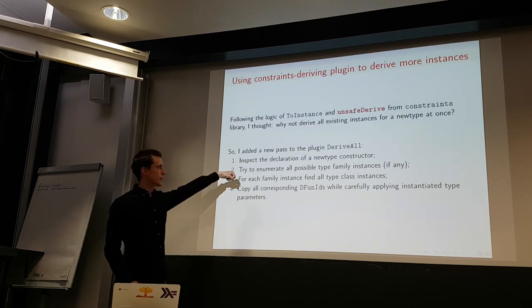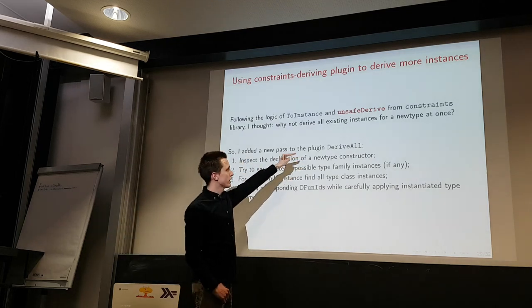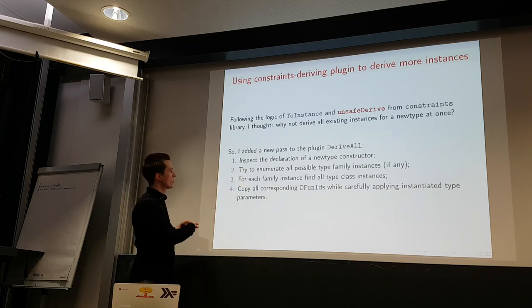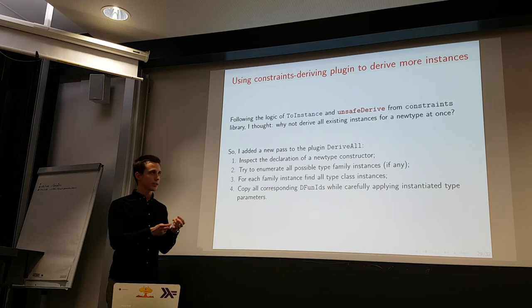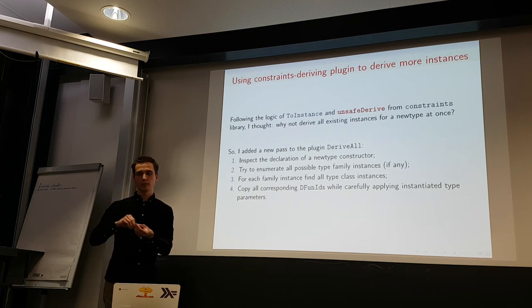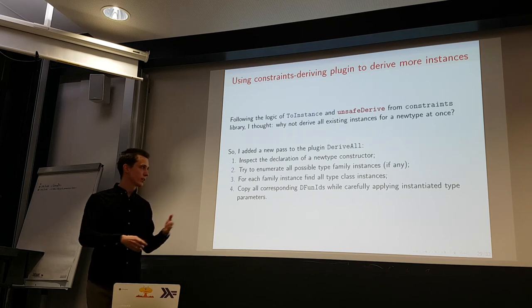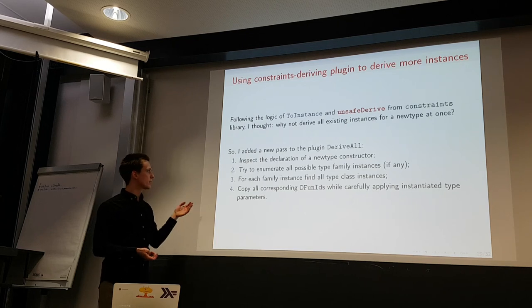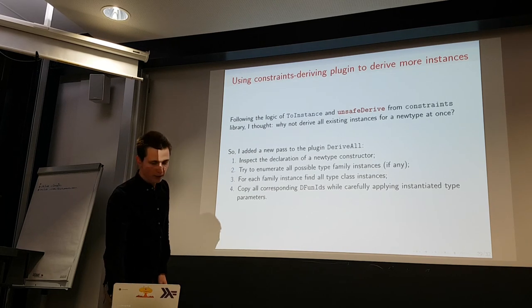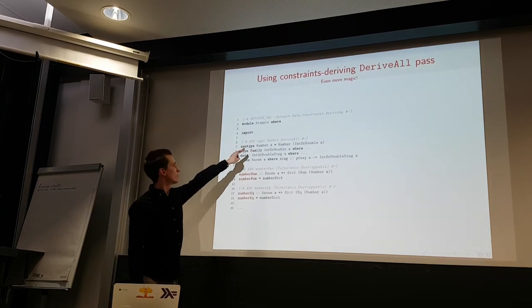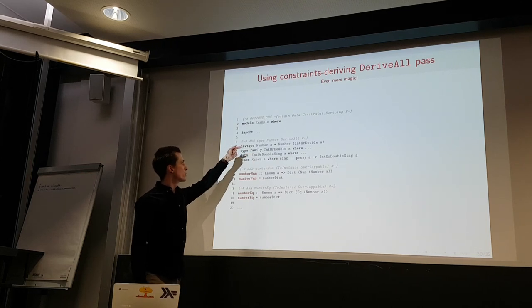This is done in my plugin's derive-all pass, which looks through a declaration of a new type and enumerates; if it's a type family, then it looks through all the concrete instances of the type family, tries to substitute the concrete types from the instance family, and then looks for type class instances. I would just add here a pragma to derive all instances for this number.